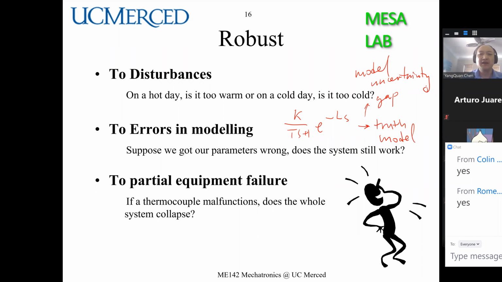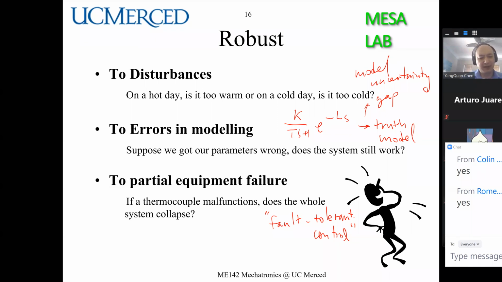And perhaps sometimes the sensor contact is a problem, some sort of partial failure. It can still work. That's another side. There's actually a dedicated topic called fault tolerant control. So even if you get some fault, I can still keep things under control.